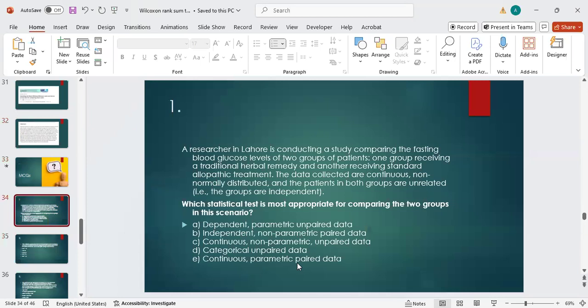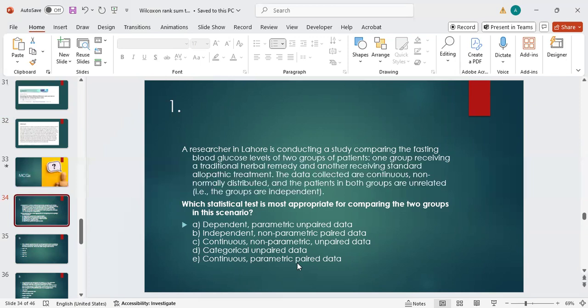MCQ number 1. A researcher in Lahore is conducting a study comparing the fasting blood glucose level of two groups of patients, one group receiving a traditional herbal remedy and the other receiving standard allopathic treatment. The data collected are continuous and non-normally distributed, and patients in both groups are unrelated. The groups are independent. Which statistical test is more appropriate for comparing the two groups in this scenario? Option A, dependent parametric unpaired.